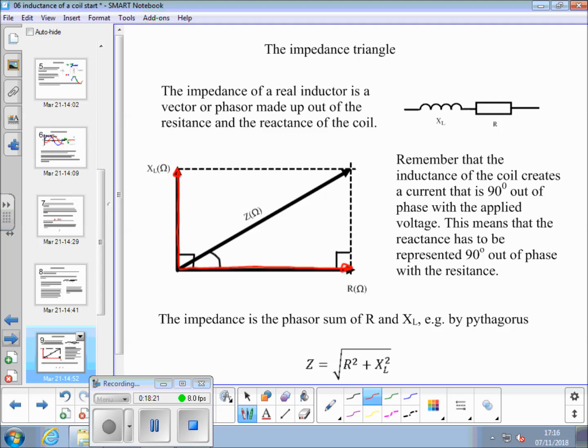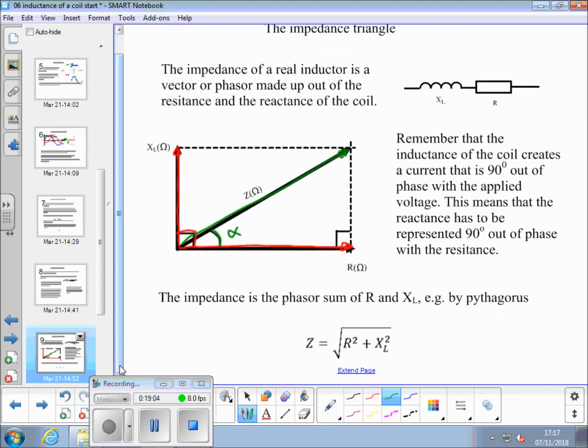And that's something you should remember. XL, inductive reactance, is a positive reactance, upwards, at 90 degrees. Then our impedance, the overall combination of that resistance and that XL, is found by completing the parallelogram, so we've got a phasor Z ohms at angle alpha. If we know R and XL, we can use Pythagoras' theorem to calculate Z. Equally, if we know Z and R, we can use Pythagoras' theorem to calculate XL. Okay with that, Dan? Yes.